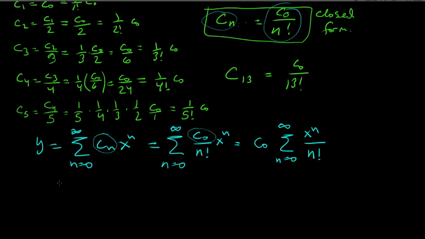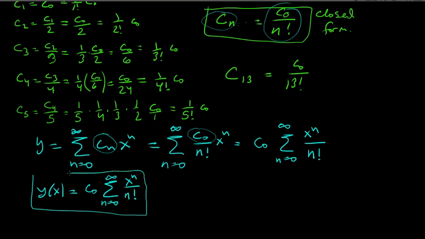So there's our solution. This is now y of x, so we answered the question. We have C0, which is an arbitrary constant, times the sum going from 0 to infinity of x to the n over n factorial. Okay, so we're done.